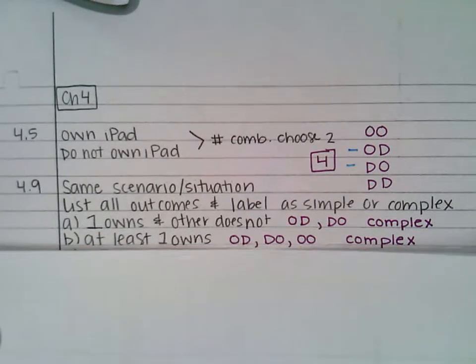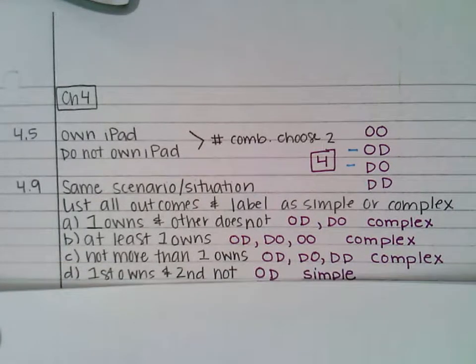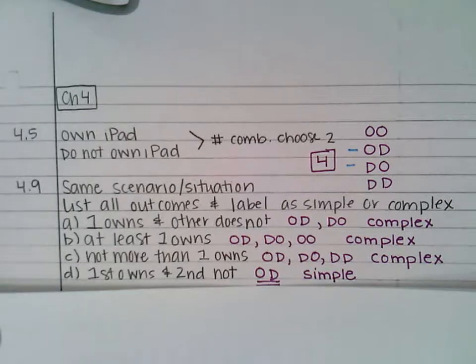On part B and part C, these are very similar. At least one or not more than one. Both of those would also be complex situations. On part D, though, it has order here. It says the first one owns and the second one does not. And since it's just that one outcome, first owns, second does not, that's a simple event here.